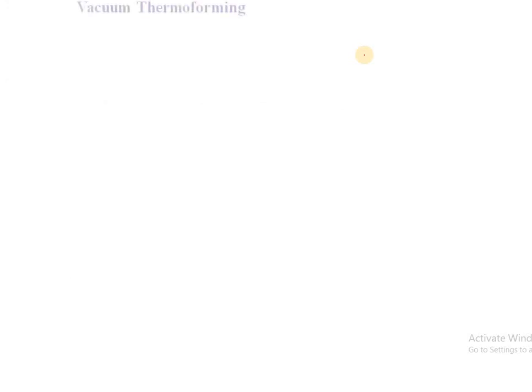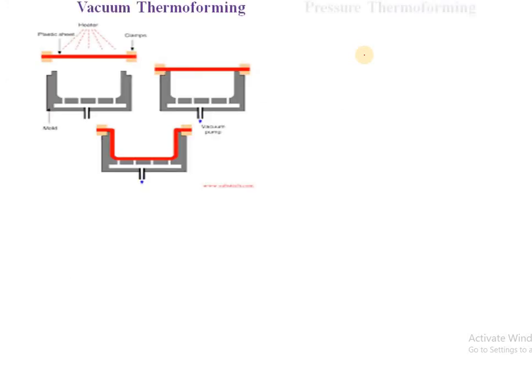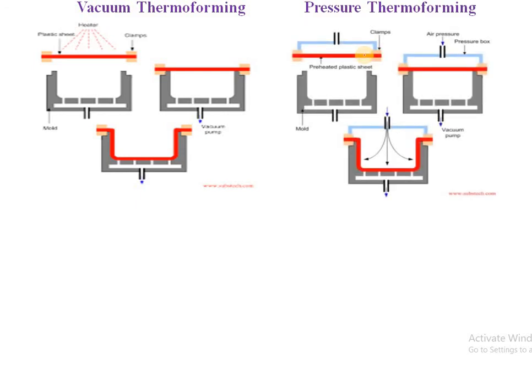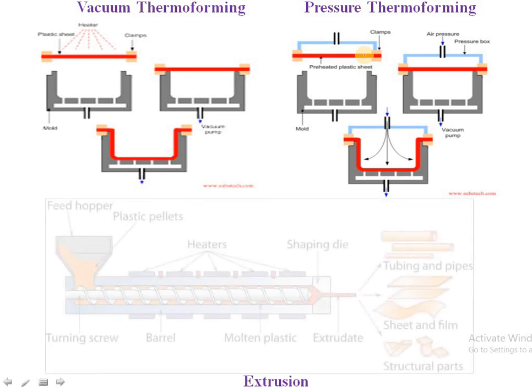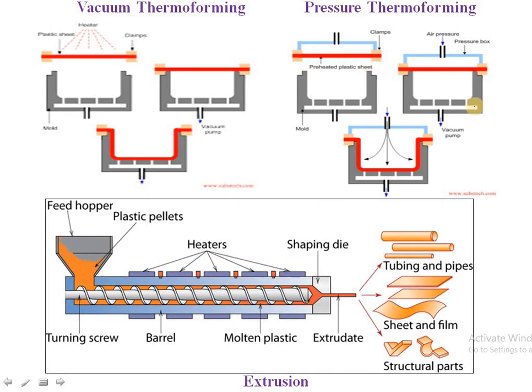Again, it also has a wide application. Then the next is vacuum thermoforming and pressure thermoforming. These two thermoforming processes are basically for plastic sheets, to manufacture a product from plastic sheets. One is based on the pressure principle and one is based on the vacuum principle. Now next is extrusion of plastic. By using this process, tubes and pipes, sheet and film and various structural parts are manufactured. In my upcoming videos, we'll be discussing in more detail these six processes based on thermosetting and thermoplastic plastic.